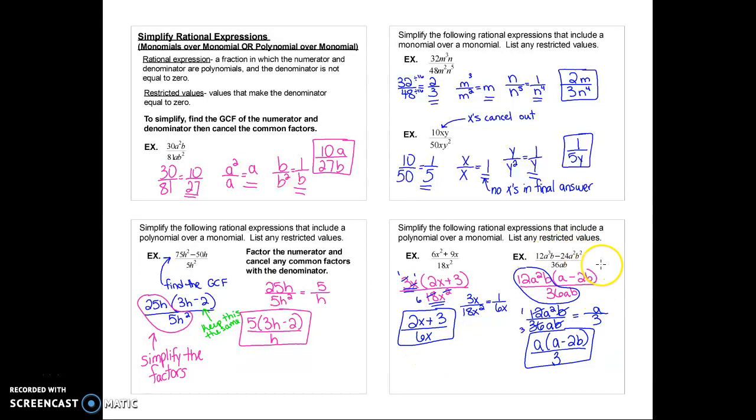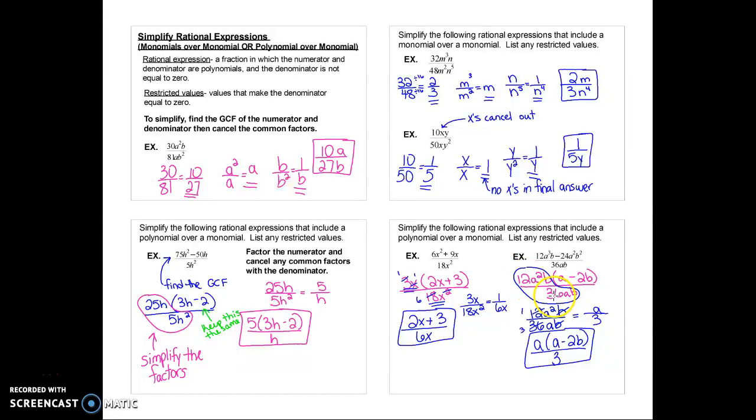Same thing here, 12a to the third b minus 24a squared b squared. Find a GCF first and factor it out. So your GCF is a 12a squared b. When you factor that out of your original terms, you're left with an a minus 2b. Then you go through and you reduce that monomial with the monomial in your denominator. So it's exactly like the original ones. Okay, you just have to add in that step of factoring out the GCF first.